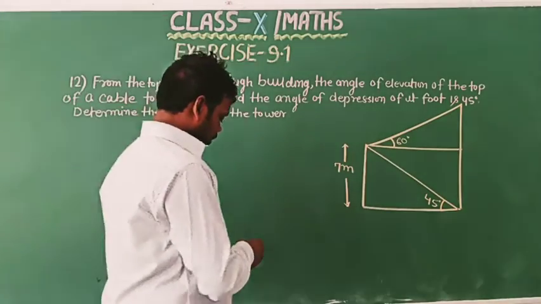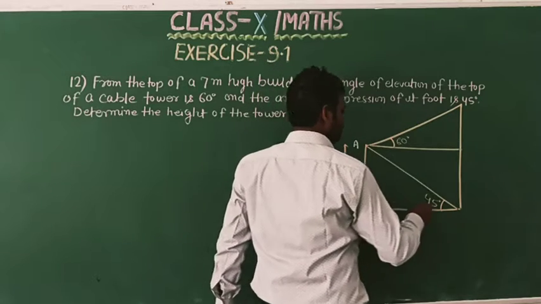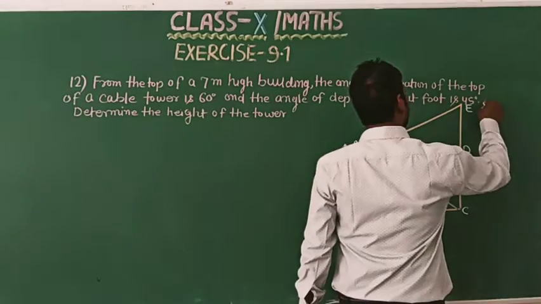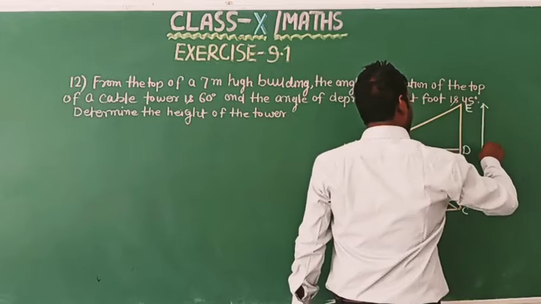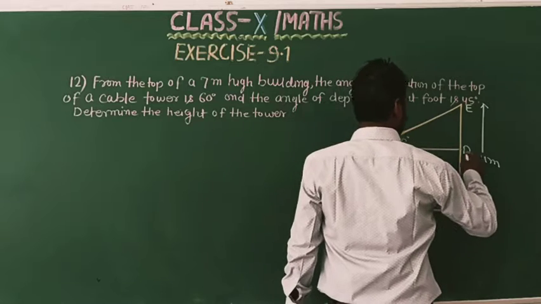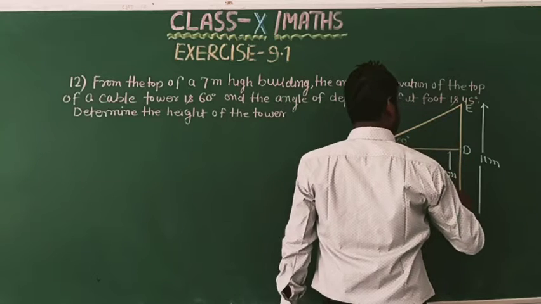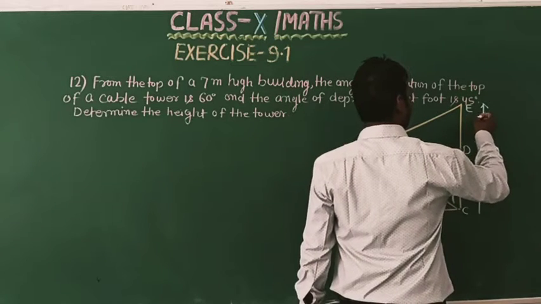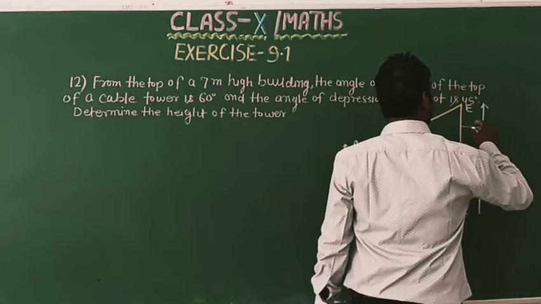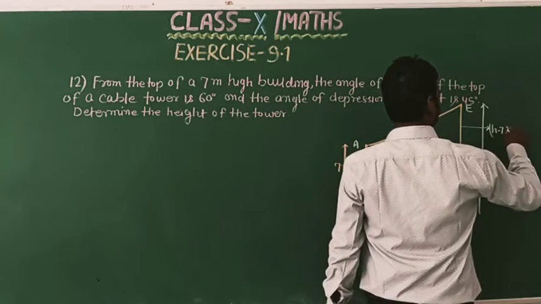Okay, so let this be point A, B, C, D, E. Let the height of the tower be X meter. If the building is 7 meter, then CD is also 7 meter. Then DE is X minus 7 meter.